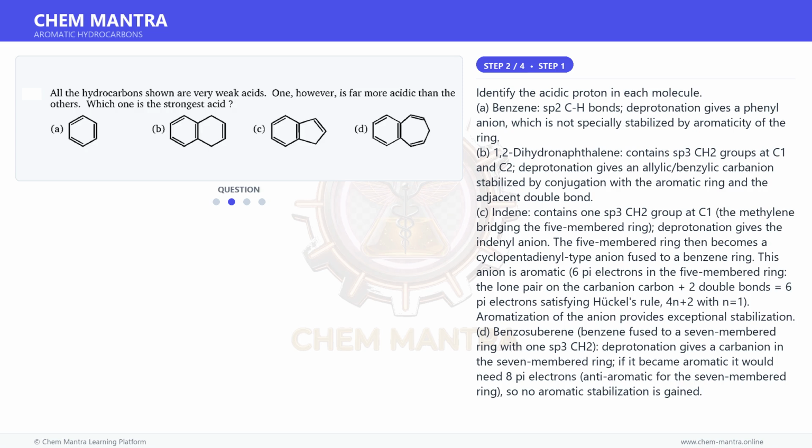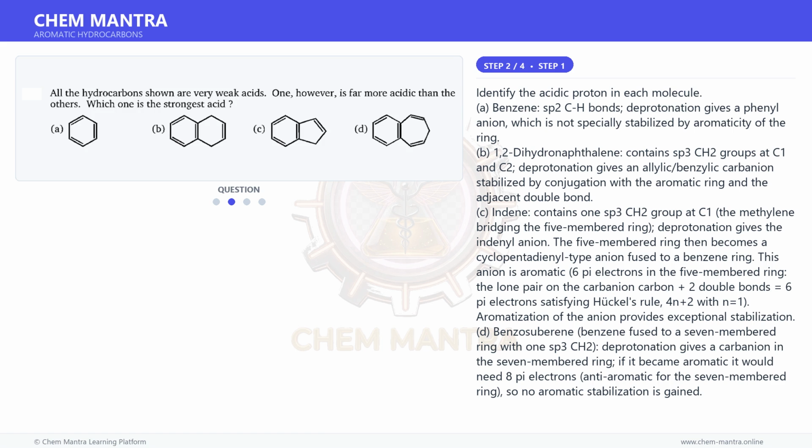Moving on to the next step. Identify the acidic proton in each molecule. A. Benzene, sp2 C-H bonds. Deprotonation gives a phenyl anion, which is not specially stabilized by aromaticity of the ring. B. 1,2-dihydronaphthalene contains sp3 CH2 groups at C1 and C2. Deprotonation gives an allylic, benzylic carbanion stabilized by conjugation with the aromatic ring and the adjacent double bond.